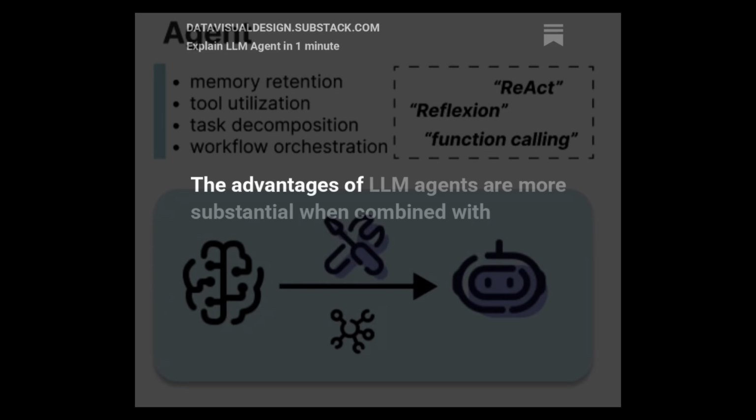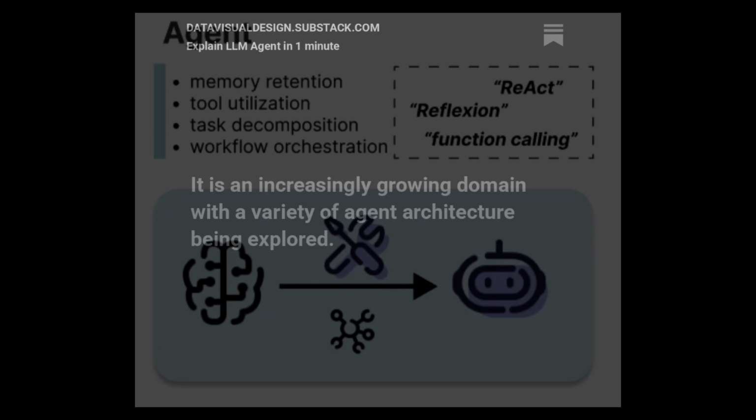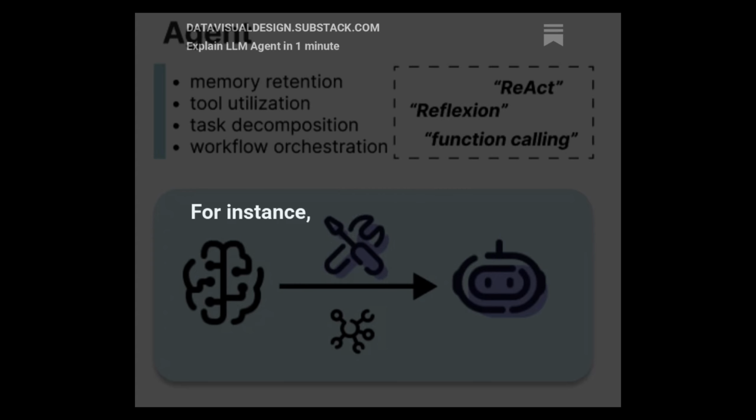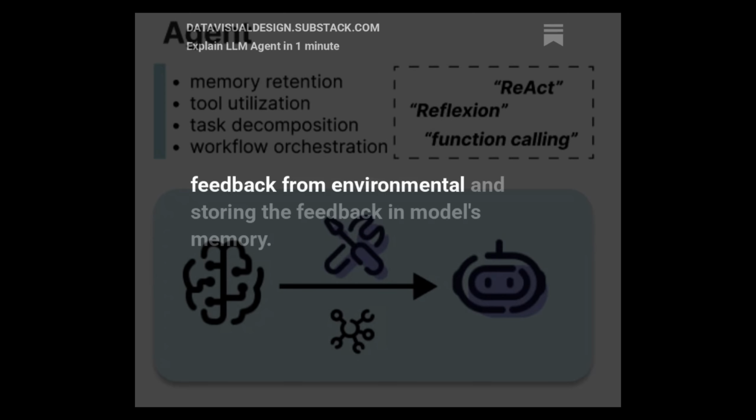The advantages of LLM agents are more substantial when combined with self-reflection or self-correction. It is an increasingly growing domain with a variety of agent architectures being explored. For instance, the Reflexion framework facilitates iterative learning by providing a summary of verbal feedback from the environment and storing the feedback in the model's memory.